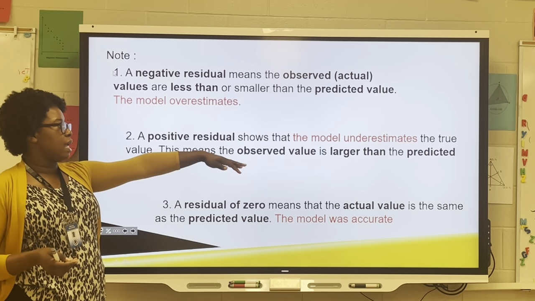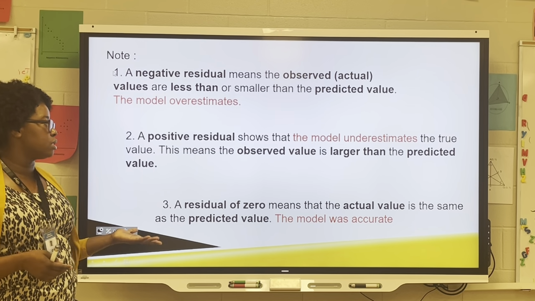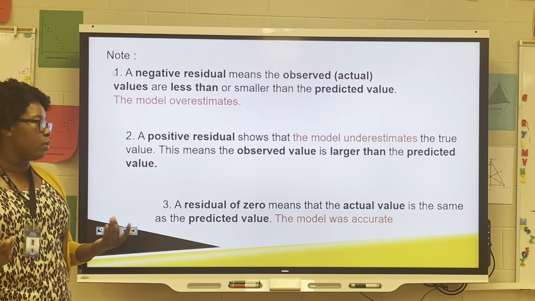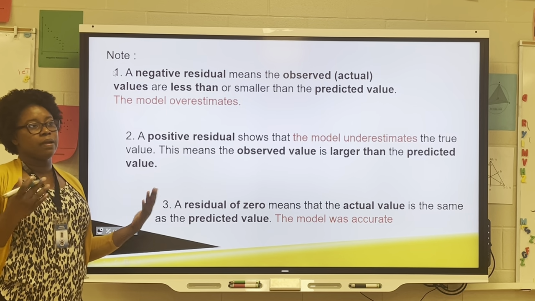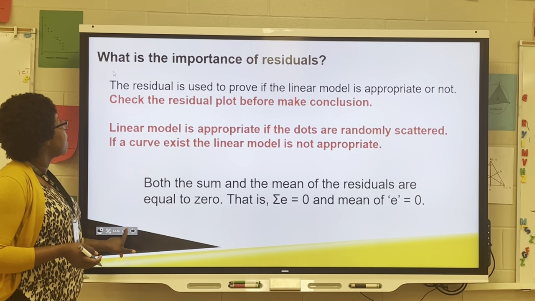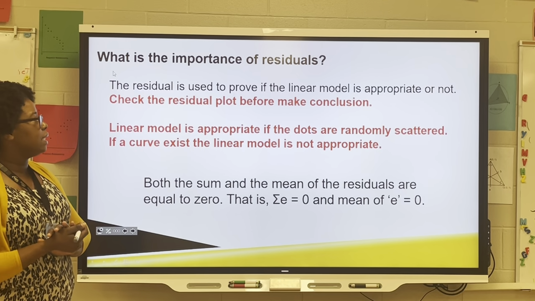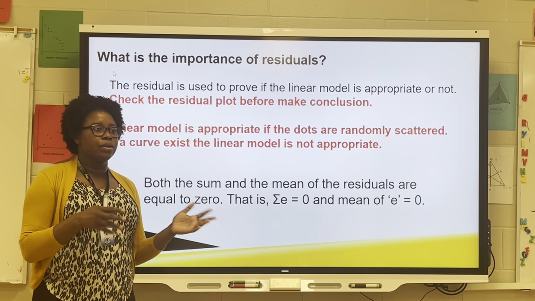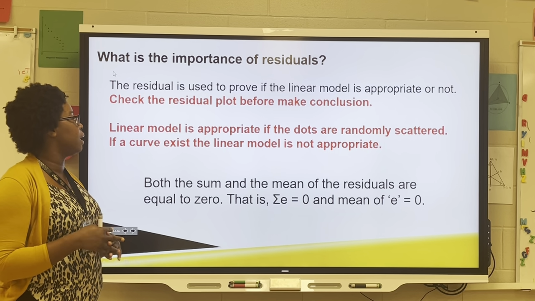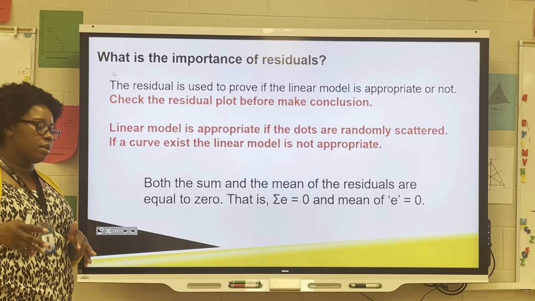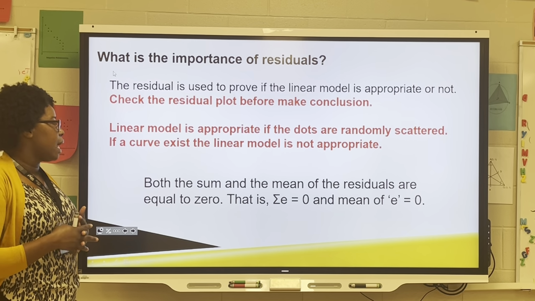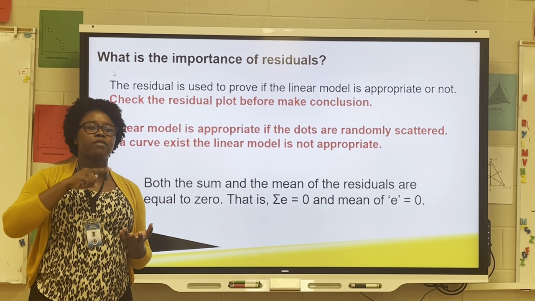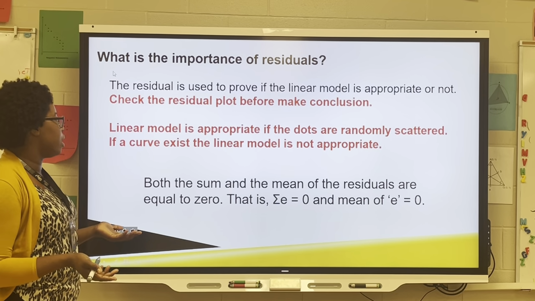As you can see, I gave you some notes here. You can always read them and see basically what they're saying, or I'll explain to you on the slide to come. So, what is the importance of the residual? The residual and the residual plot will help us to determine if the linear model is appropriate or not. Hence, you know if your straight enough condition is met or not.